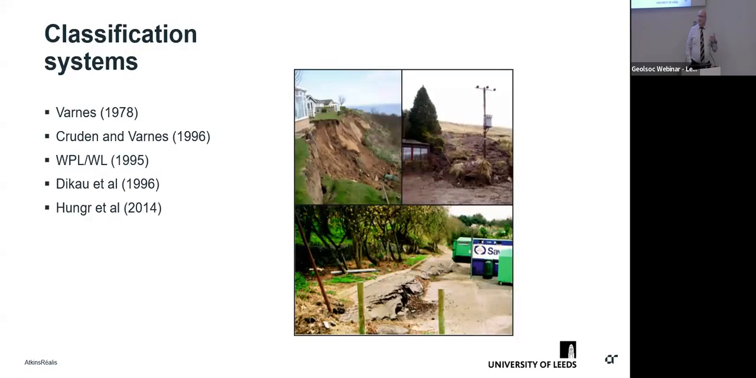Now, there have been a number of classification schemes over years, decades in fact, going back to Dave Varnes' original work in 1978, work of Cruden and Varnes in 1996, the World Programme on Landslides in 95, work by Richard Dikau and others in 96, but we settled on the work of Hungr et al. in 2014 as the most recent form of classification scheme and probably the most comprehensive. It takes out some of the ambiguities that arose in Varnes and Cruden and Varnes, and it allows for us not packaging things into the complex category, where so many different large landslides just fall. So the Hungr et al. approach is the one which we use in the guide.